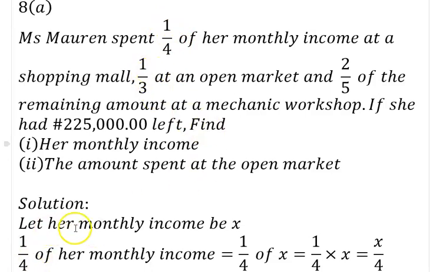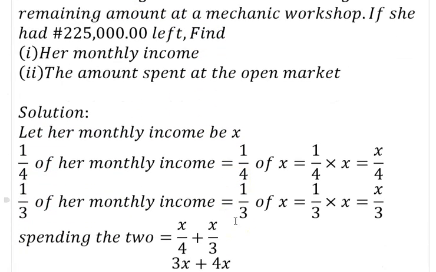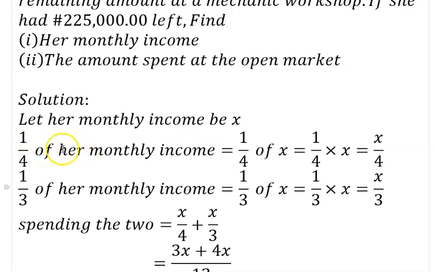Since we don't know our monthly income, let our monthly income be x. So 1 over 4 of our monthly income is 1 over 4 of x. Since our monthly income is x, 1 over 4 of x is the same thing as 1 over 4 times x. 1 times x will give you x, then 4 down here. 1 over 3 of our monthly income is 1 over 3 of x. That's 1 over 3 times x. 1 times x is x over 3.